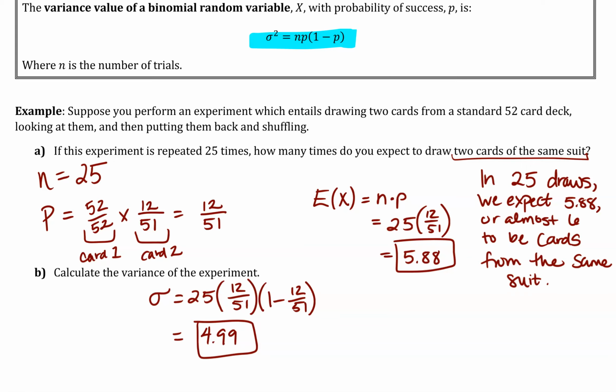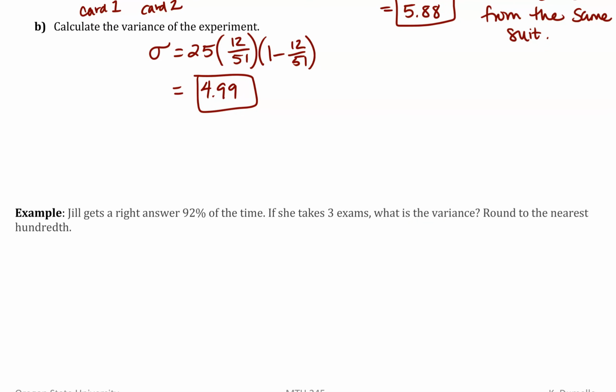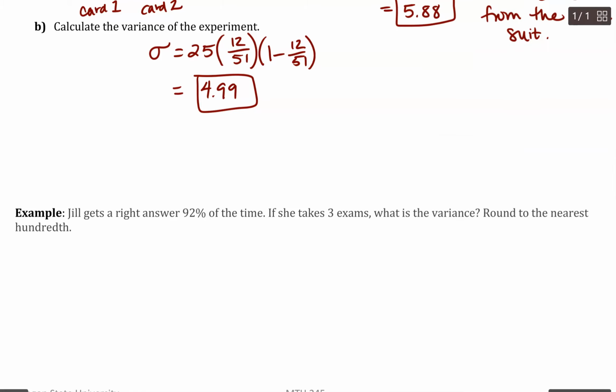Let's try one more example. Jill gets a right answer 92% of the time. If she takes 3 exams, what is the variance? Round to the nearest hundredth. Okay, so we're looking for variance here, so we need n and we need p. So n is our number of trials, which is 3. P is our probability of success, is what we're interested in, which is getting the answer right. So 0.92 when I transfer that to a probability.